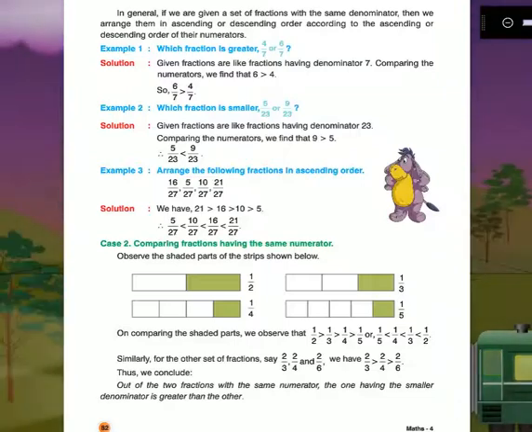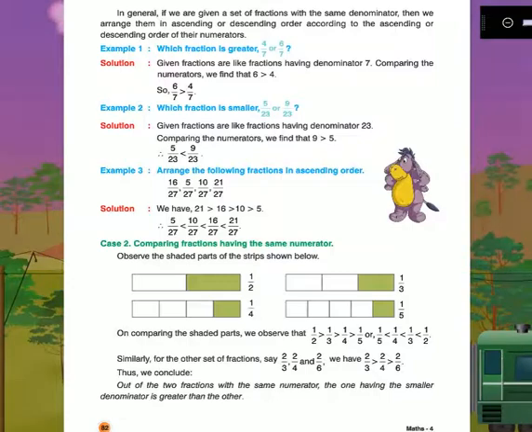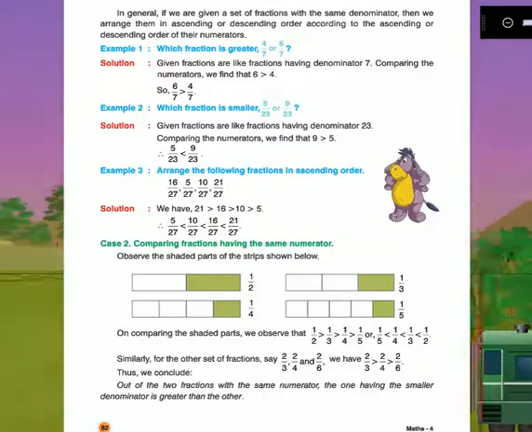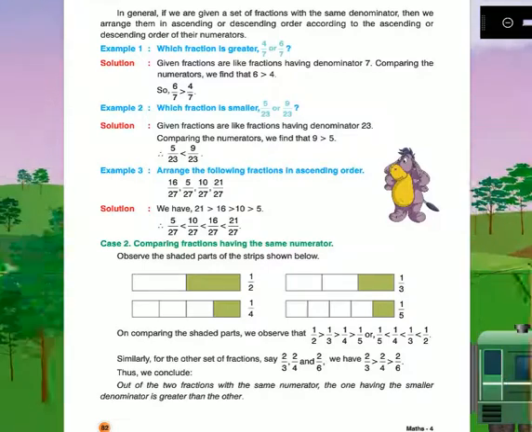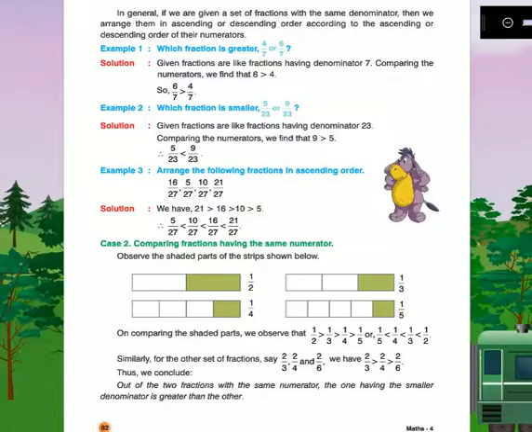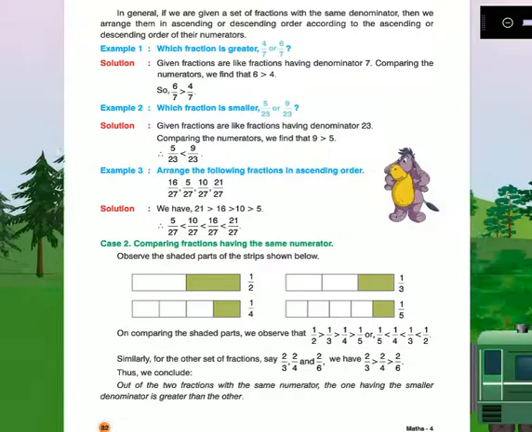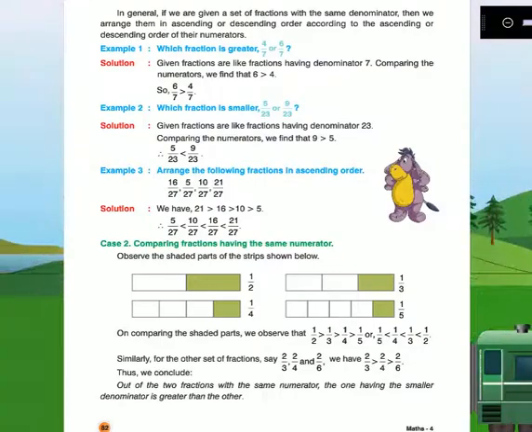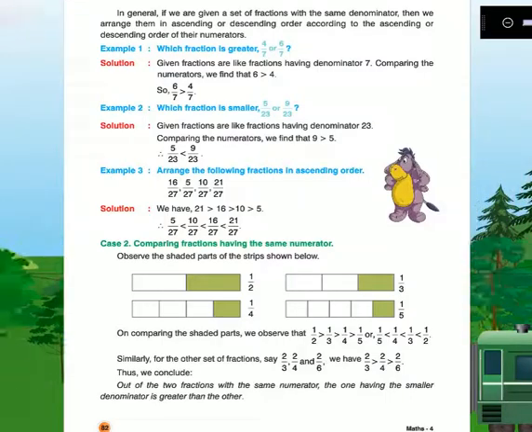Example 1. Which fraction is greater, 4 by 7 or 6 by 7? Solution. Given fractions are like fractions having denominator 7. Comparing the numerators, we find that 6 is greater than 4, so 6 by 7 is greater than 4 by 7. Do the rest of the examples yourself, children.